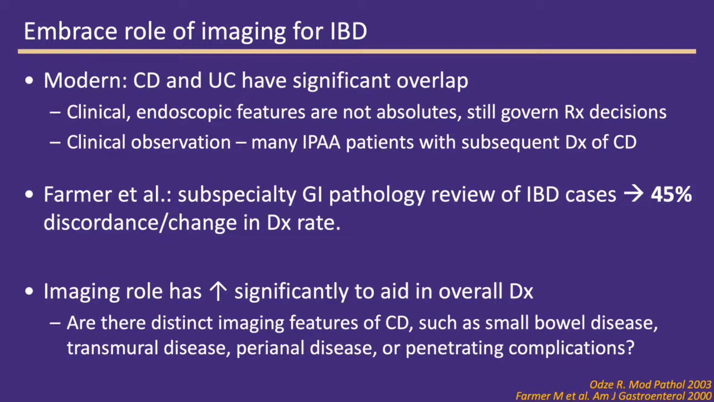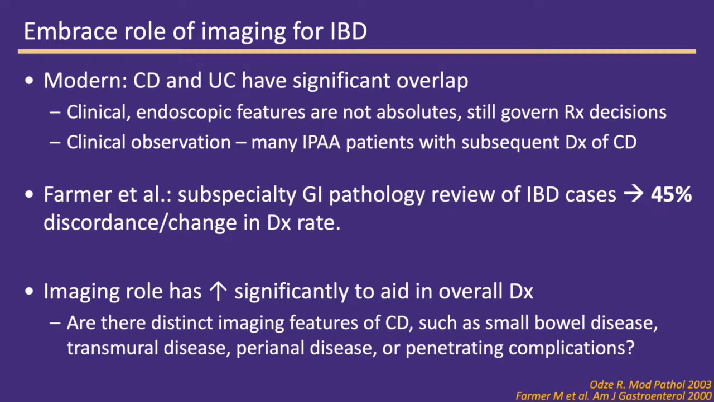So many of these patients are treated based on the best available information at the time, but their phenotype may change during the course of their clinical observation. And so as a result, many patients who are initially treated as ulcerative colitis and get an ileal pouch subsequently have the diagnosis changed to Crohn's disease, and the management subsequently changes. In this publication listed here, Farmer et al., when the pathology was reviewed by a subspecialty GI pathologist, the diagnosis was changed in as much as 45%, a relatively high discordance rate.